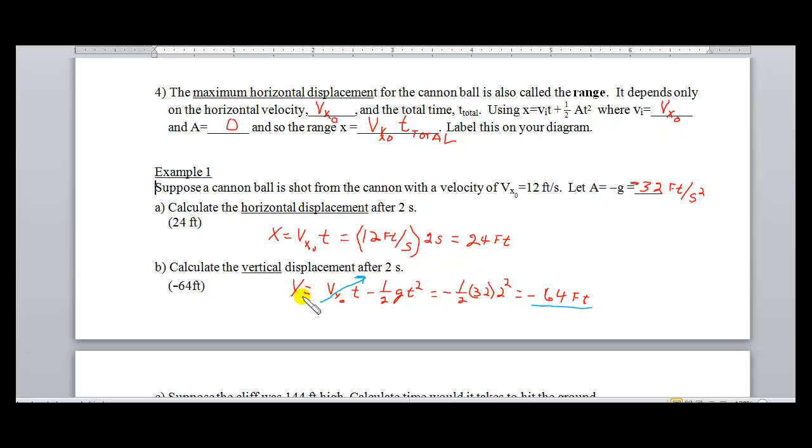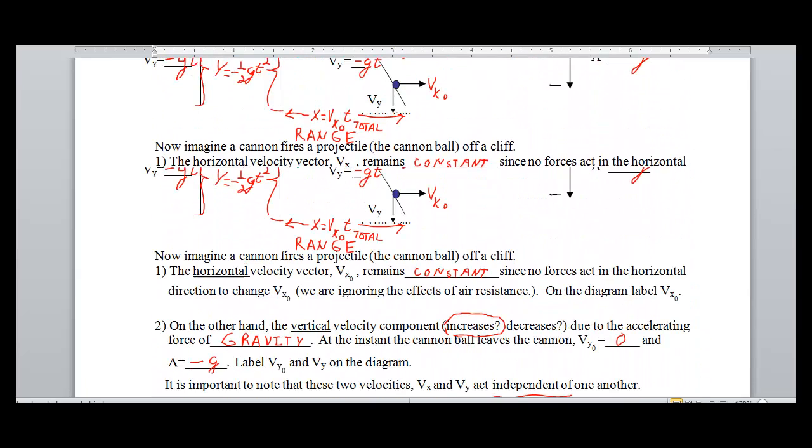For the vertical displacement, we use our equation for vertical displacement, noting that the original vertical velocity was 0, so this term disappears, so all we're left with is minus 1/2 g t squared. Substituting in negative 32 for g, and t equals 2, we get negative 64 feet, and the negative sign tells us the direction. We're talking about going downwards in the negative direction.